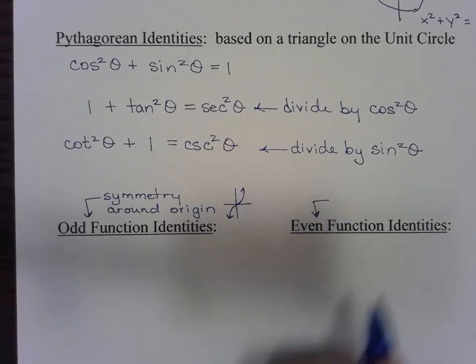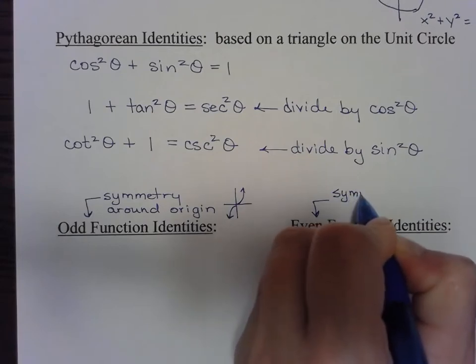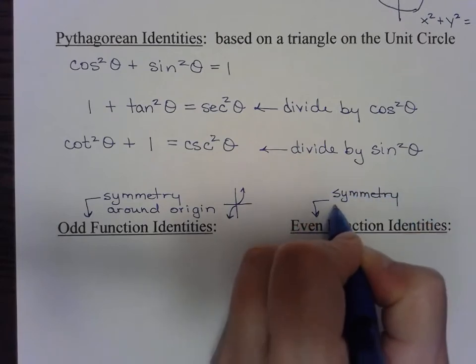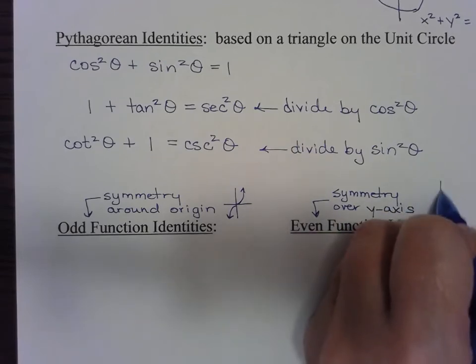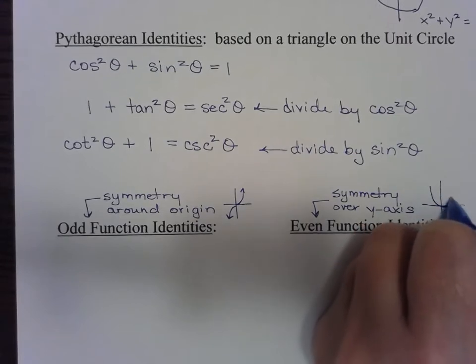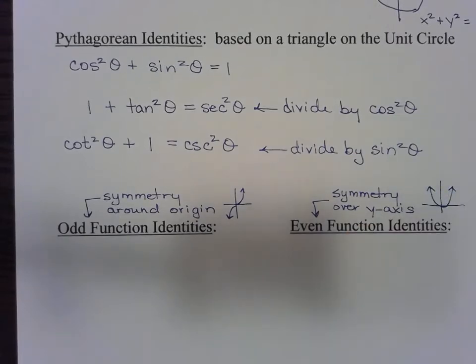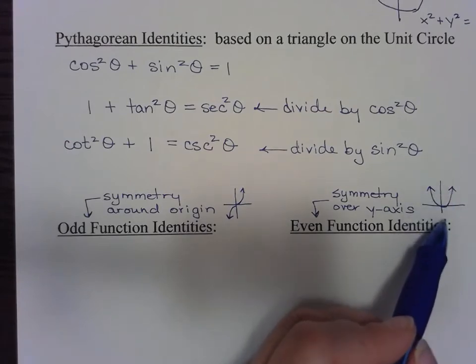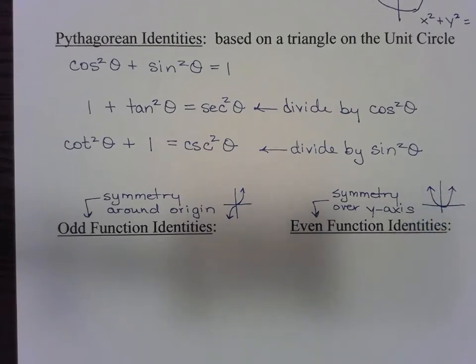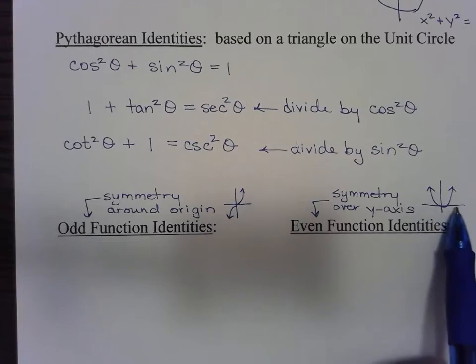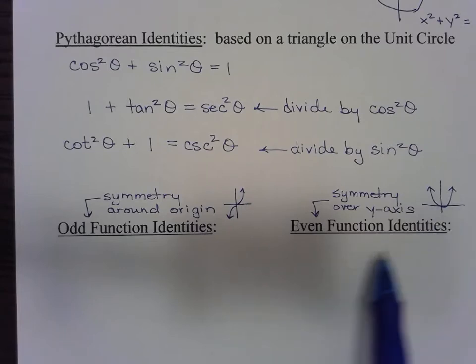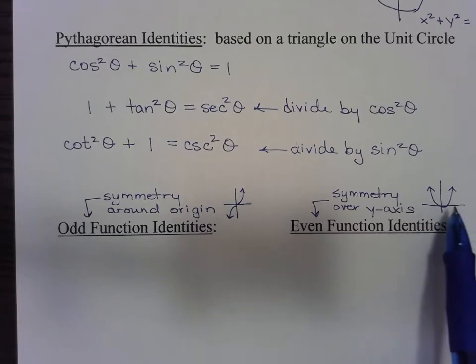An even function has symmetry over the y-axis. And I always think of the parabola when I think of y-axis symmetry. This is the kind of symmetry that says I can cut it down the y-axis and get 2 equal parts. So an even function is able to do that. Whether I put in a negative x or a positive x, I'm still going to get the same y value when I do that. And so that's kind of what's driving these identities, and it's all based on that type of symmetry.